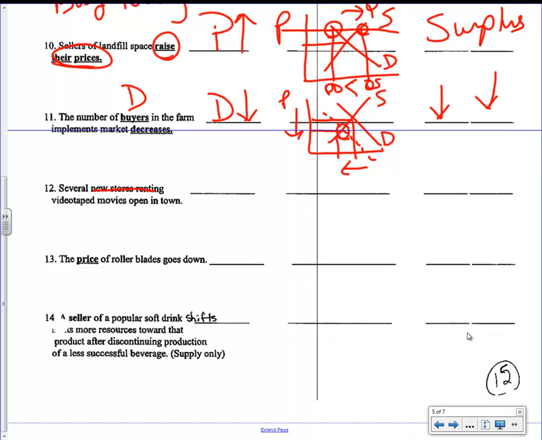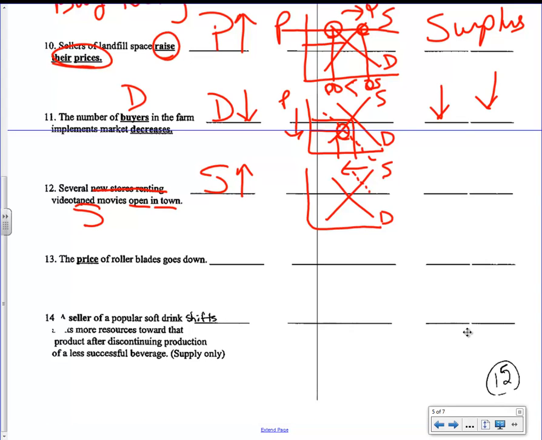New stores open in town. Stores, supply. Now we have more suppliers of the product. So the supply is going to shift to the right. Shift it to the right. Here is our original equilibrium. Here's our new equilibrium. Price goes down, quantity goes up.